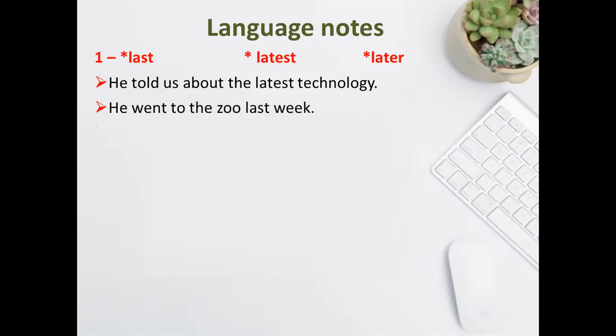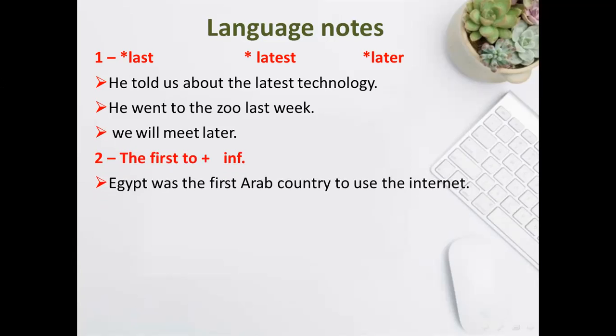He went to the zoo last week. Last week means the previous week. Last means the previous. We will meet later. Later here means after some time. Latest means the most modern. Later, after some time. The first, two plus the infinitive. Egypt was the first Arab country to use the internet.